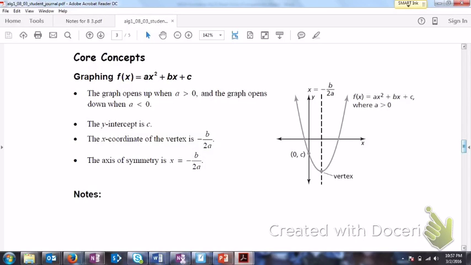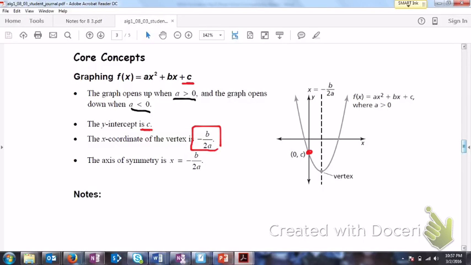So the core concepts here, when we're talking about graphing ax squared plus bx plus c, and a, b, and c will end up being numbers. Well, we just talked about that. It opens up if a is positive, and it opens down when a is negative. Also, the y-intercept is c, so where it crosses the y-axis is at c, that number at the end. And then the x-coordinate of the vertex is at negative b over 2a.